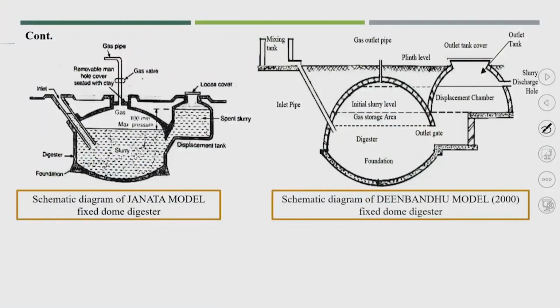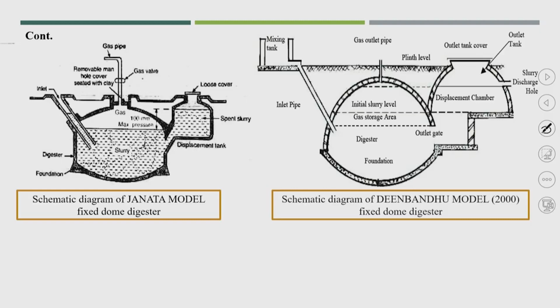So, this is a schematic diagram of the Janta model. This Janta model you see is the same as the Chinese model, the fixed dome model, and now here is a Deen Bandhu model. Okay, this is the Deen Bandhu model. So, the only change was that the construction was easy, and here you can see that the outlet is different. Now, here you see the outlet chamber.